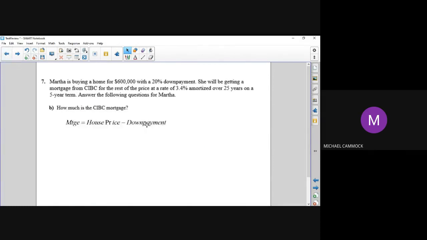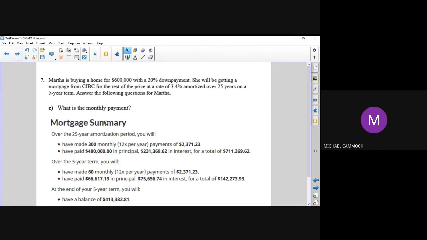We're going to take out the down payment, which you can work out for yourself, and take it away from the house price, and the rest of it is the mortgage. The mortgage works out before... I'm going to give away that answer now. The mortgage works out to $480,000.